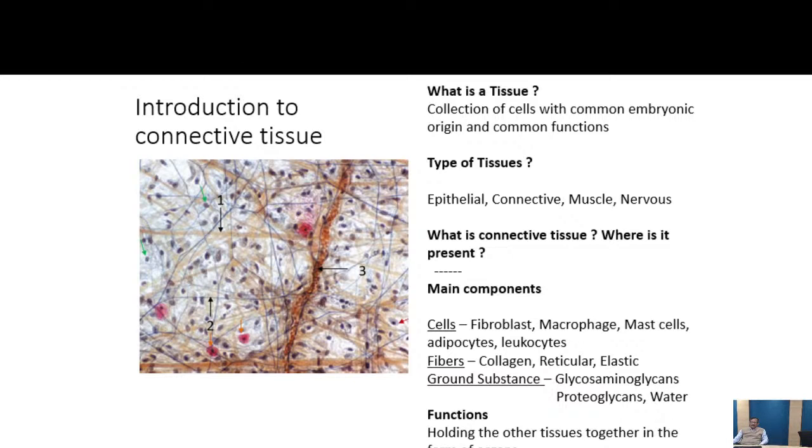So what are the functions of connective tissue? It holds the other tissues together in the form of organs. I have already told you. Metabolic support. Remember that epithelium does not have blood vessels, but it requires the nutrition, and also the waste products from the cells have to be taken away. So just below the epithelium, there is connective tissue. So connective tissue has a lot of blood vessels.